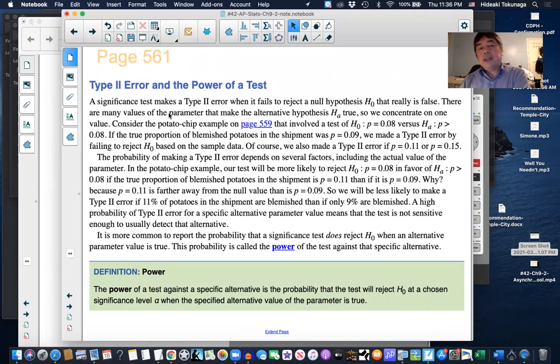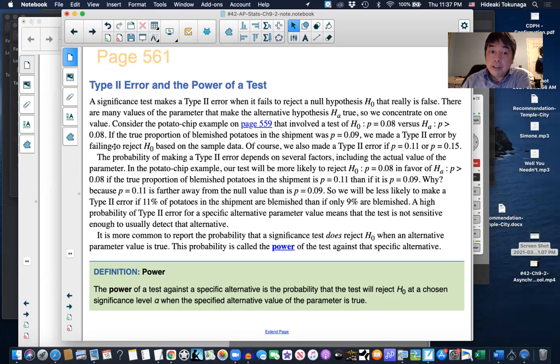The significance test makes a type 2 error when it fails to reject the null hypothesis that is really false. There are many values of the parameter that make the alternative hypothesis true, so we concentrate on one value. Consider the potato chip example, which involves the null hypothesis p equals 0.08 versus the alternative hypothesis p is greater than 0.08. If the true proportion of blemished potatoes in the shipment was 0.09, we made a type 2 error by failing to reject the null hypothesis.